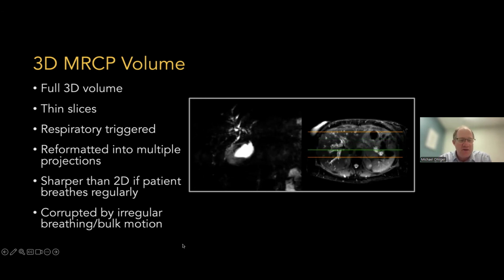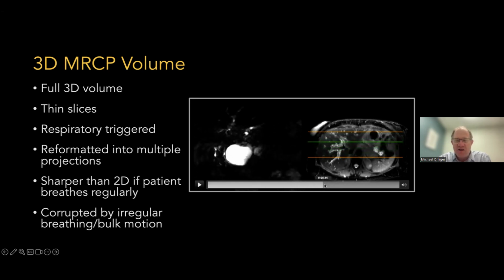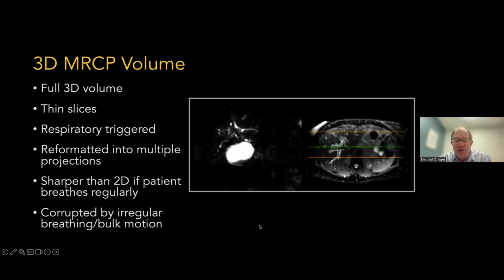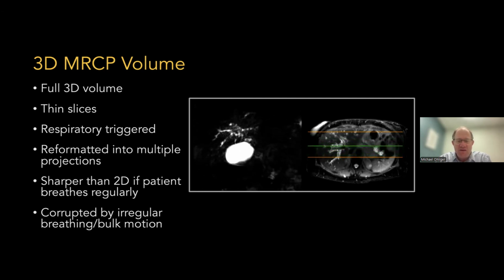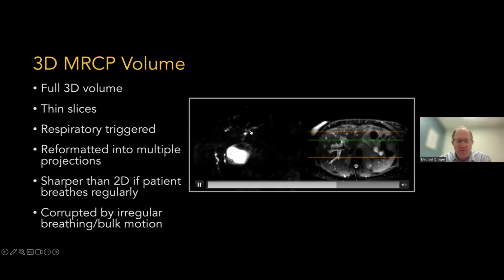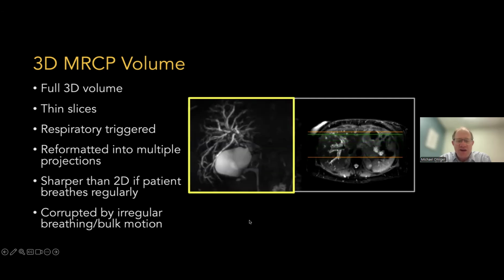They have irregular breathing, and so these can be corrupted. But that's our 3D MRCP. We usually do both because usually one will come out a little bit better than the other. This one actually comes out really nice, and we have a super high resolution scan. And you can make what's called a MIP. You can make a projection out of these scans in any orientation that you like.